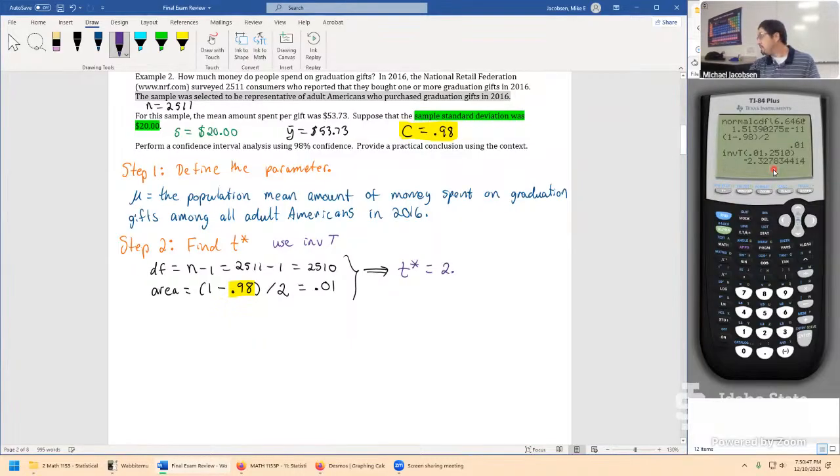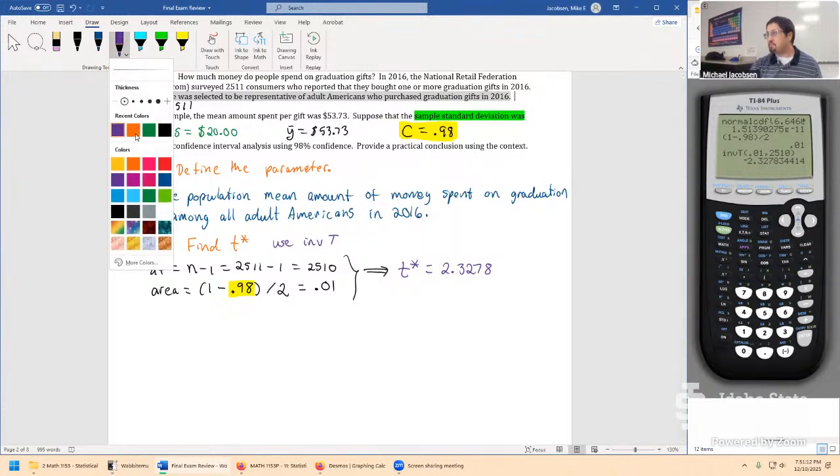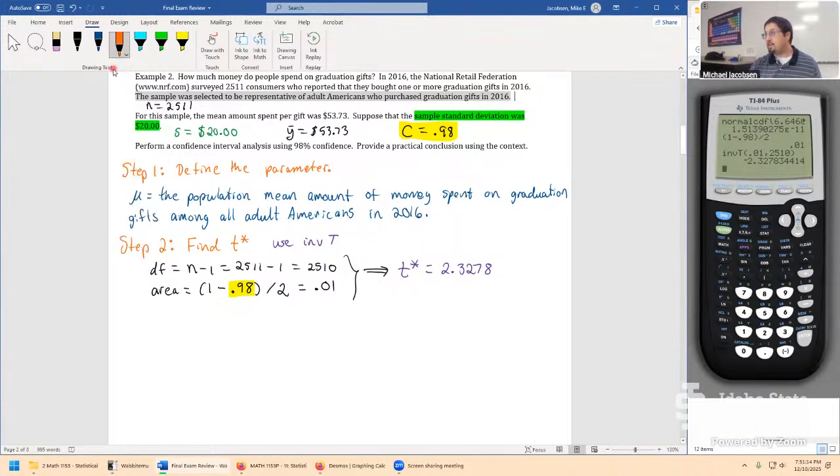So 2.3278. The cool thing about the inverse T distribution is that was the left tail area. The right tail area is 0.99, and that's what would have given you the positive value. But using the left tail area and just taking off the negative sign always gives you the right value for the critical number. So that's a good step 2 on this so far. For step 3, this is what I would do next in a confidence interval.